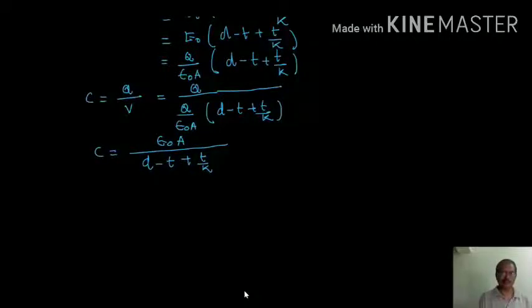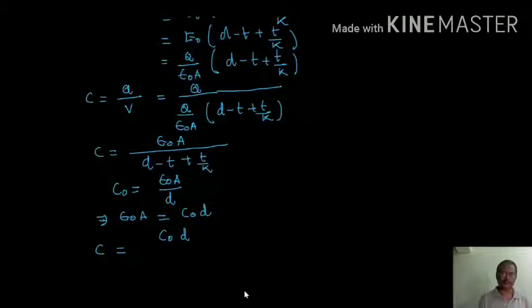We know C0, the capacitance of the parallel plate capacitor in the absence of dielectric, is given by C0 = epsilon 0 A by d. So we can write epsilon 0 A is equal to C0 into d. So capacitance C can be written as C0 into d divided by (d minus t plus t by K).